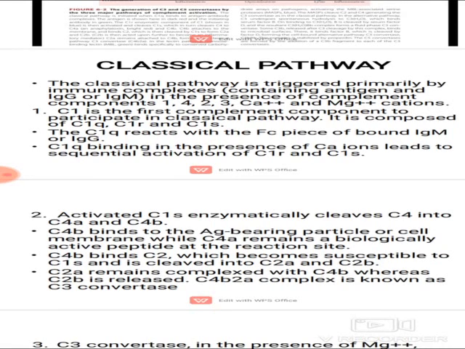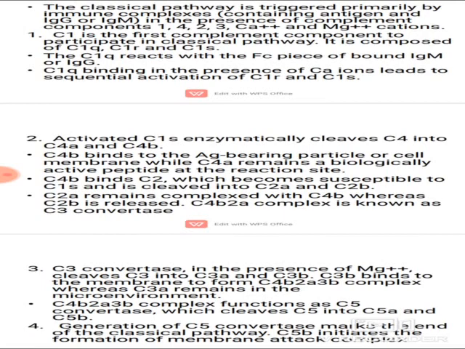The C1q reacts with the Fc piece of bound IgM or IgG. C1q binding in the presence of calcium ions leads to the sequential activation of C1r and C1s. Activated C1s enzymatically cleaves C4 into C4a and C4b.